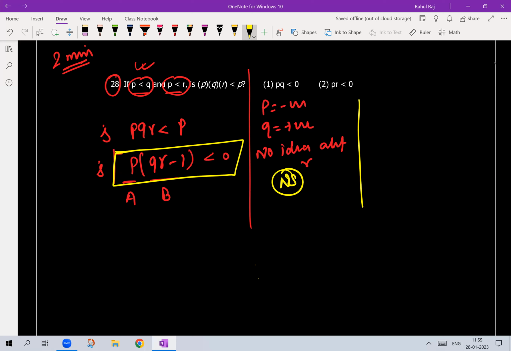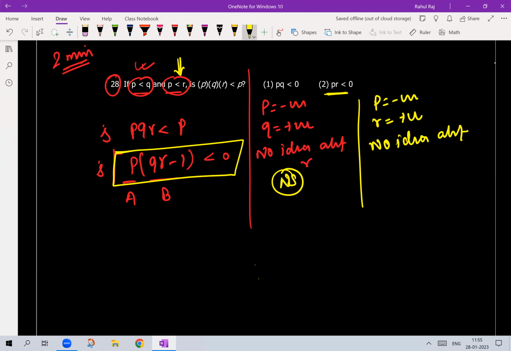Now, option number 2 says PR is less than 0. But what is given to me in the information, that P is less than R? A bit of information is given, but you have to use that information. It is not to beautify the question at all. So here it says P is negative and R is positive. Can I again say this? That P is negative and R is positive, but here I have no idea about Q.